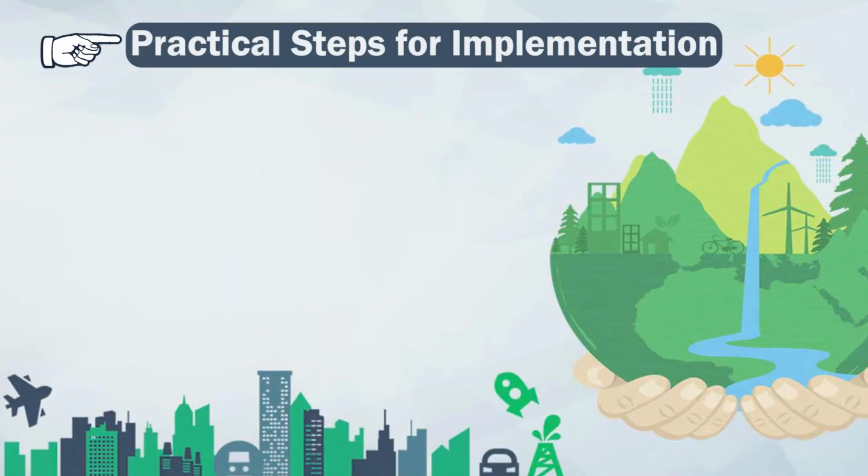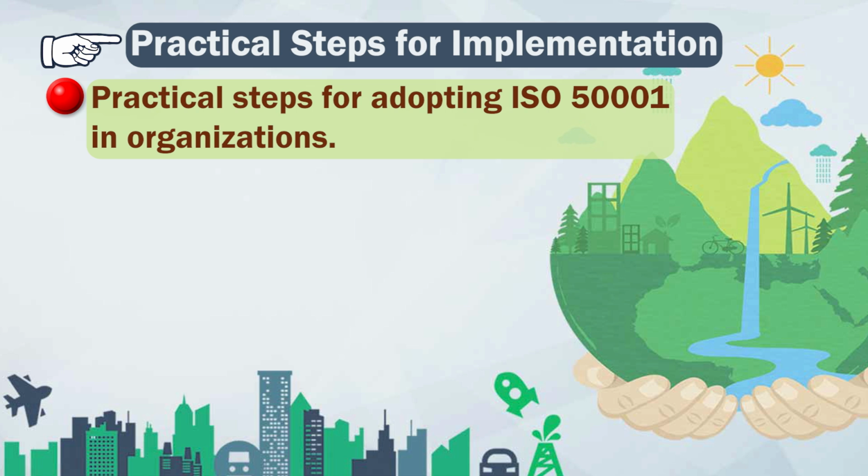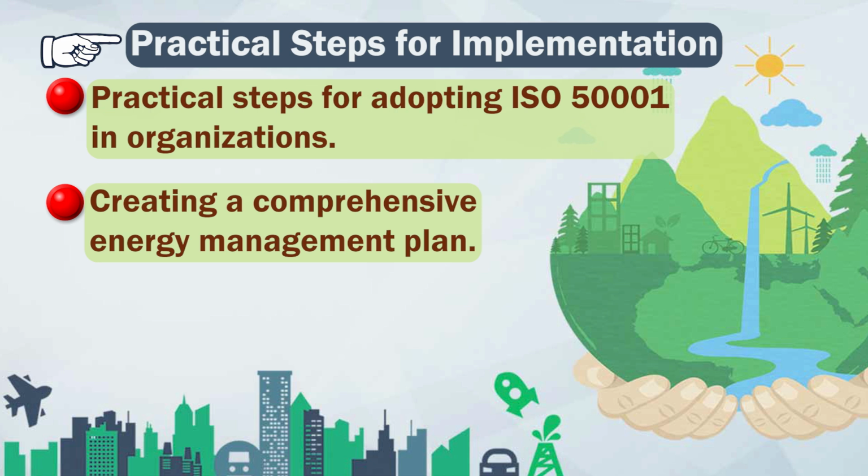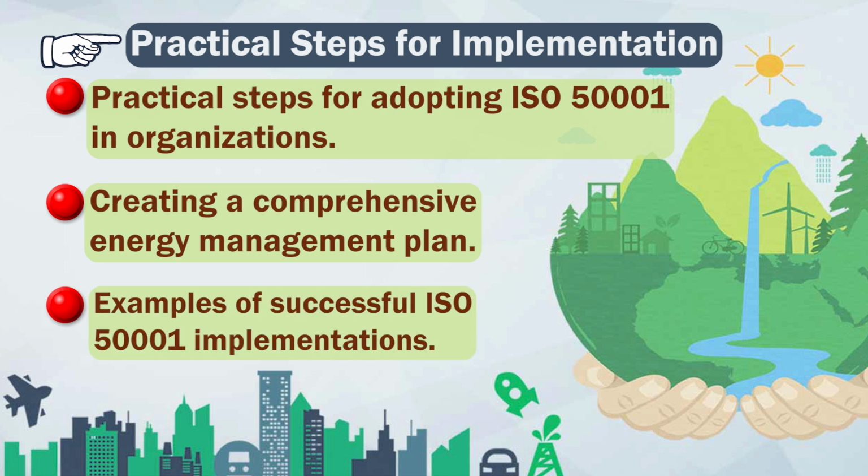Practical steps for implementation. To successfully implement ISO 50001, organizations should follow practical steps such as creating a comprehensive energy management plan involving all relevant stakeholders and setting up an effective monitoring and reporting system. Examples of successful implementation can provide valuable insight and guidance for our own efforts. So, such examples of successful implementation should be given to the management team.